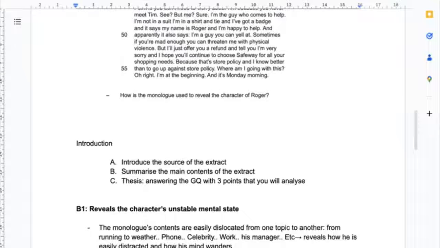First, my analysis will focus on the fact that the monologue reveals the character's unstable mental state. As we read, the flow of content is quite distracting. It changes from one topic to the other, such as when he first talks about running, but suddenly changes to talking about the weather forecast, and then suddenly changes the topic again to his work, etc. So this kind of disorganized content reveals how his mind is somehow unsettled.